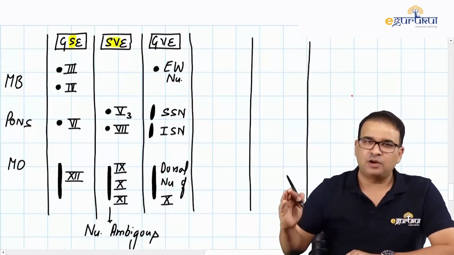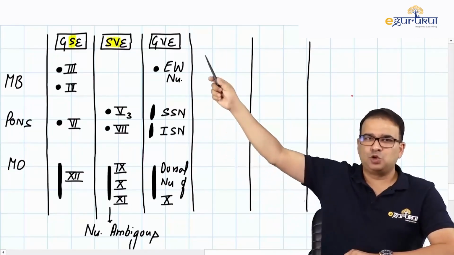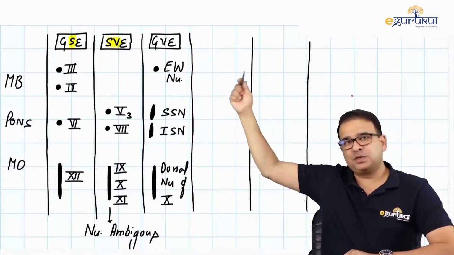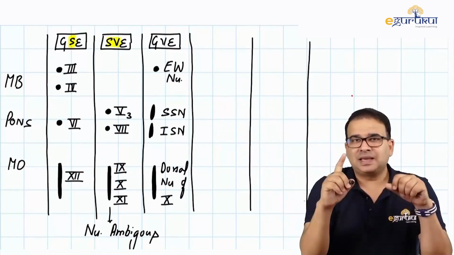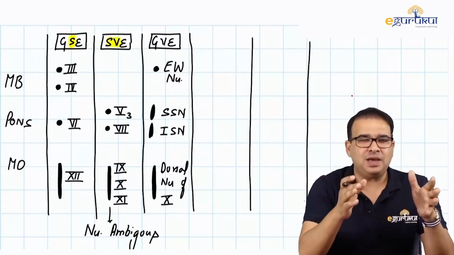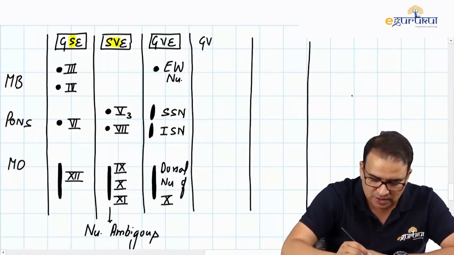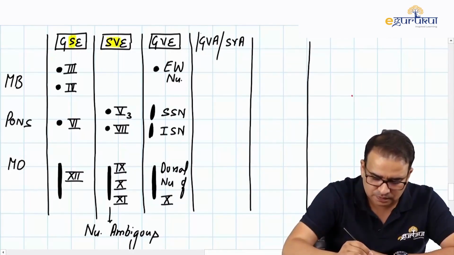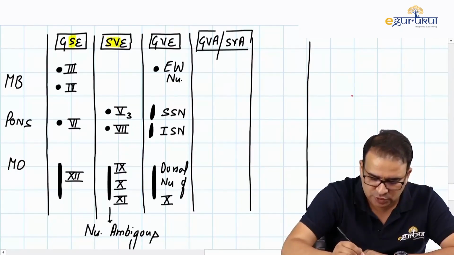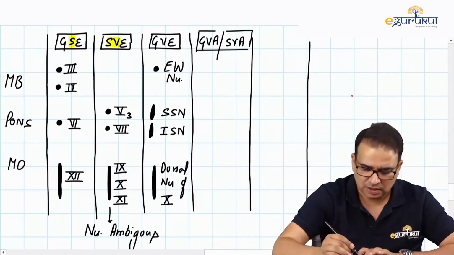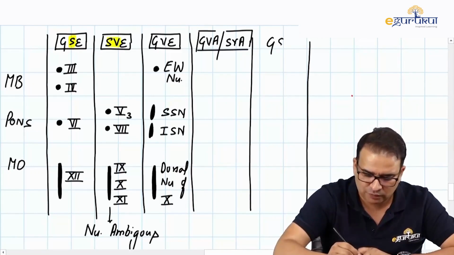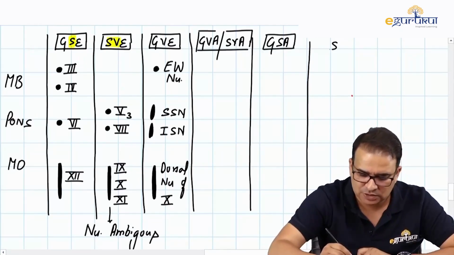Now if I name the afferent columns in that sequence, the next column should be GVA and the next one should be SVA. But here is the catch, guys. You have to keep GVA and SVA together. So when you're writing the afferent column, just write GVA and SVA together. I'll tell you why. GVA and SVA together, followed by the next column, which was GSA, and the last and very special column, that was SSA, special somatic afferent.